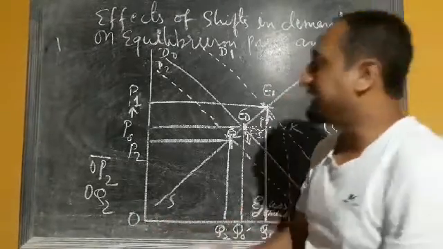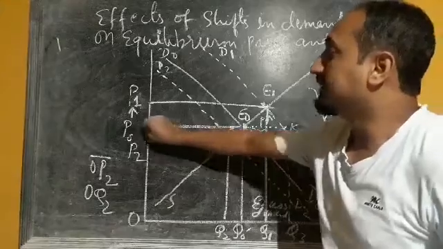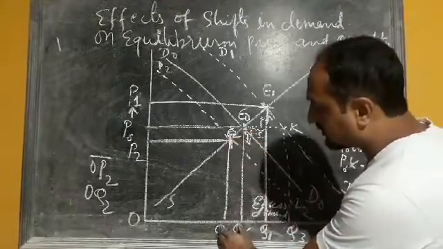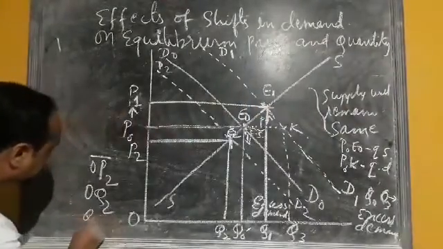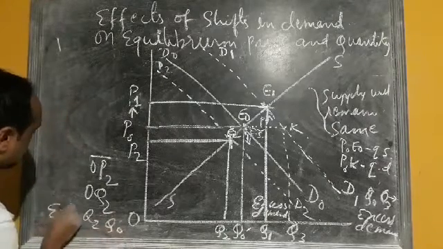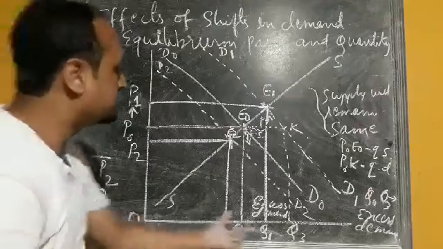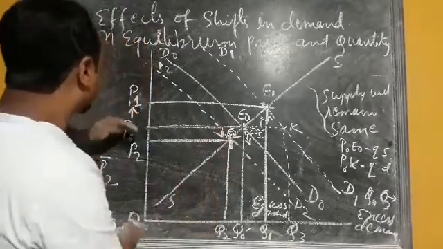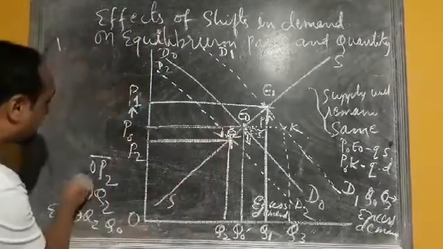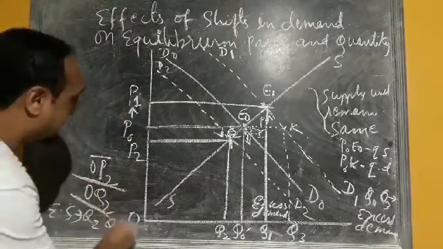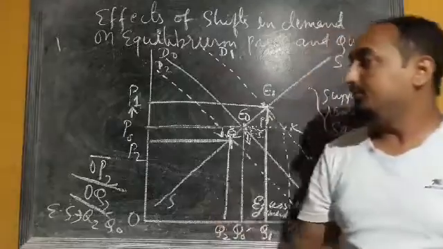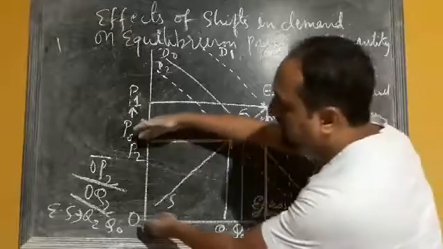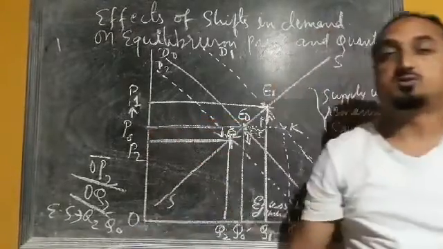Here, if we consider the initial price, we can see that there is an excess supply of the commodity by Q2Q0. Excess supply by how much amount? Q2Q0. So that will exert a downward pressure on price, and the price is decreasing from OP0 to OP2. So here the equilibrium price is OP2 and the equilibrium quantity is OQ2. So if the demand curve shifts leftward, what is happening? The equilibrium price is decreasing and the equilibrium quantity is also decreasing.